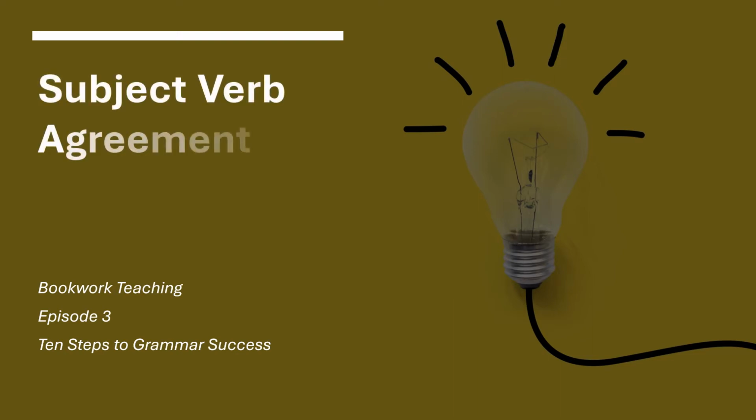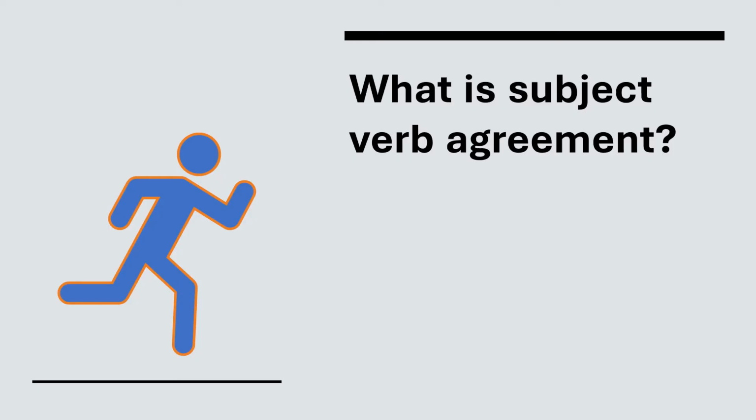Hello, this lesson is on subject-verb agreement and it is the third episode in the series of 10 steps to grammar success, just for those people who want to improve their accuracy in their writing and their speaking of the English language. So what is subject-verb agreement?